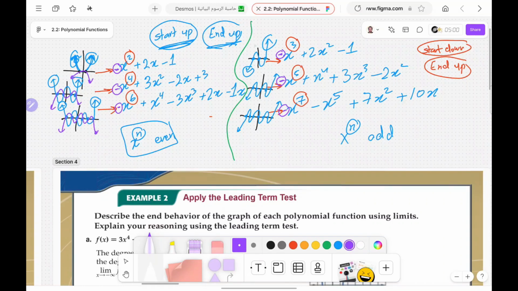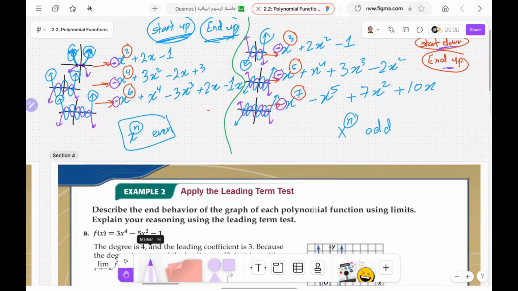Same thing happens here. It starts down, ends up. So when a is negative, it will start up and end down. It starts up, goes through every point, then ends down. So this is what you can see here: starts up, ends down. This is when we apply the leading coefficient.